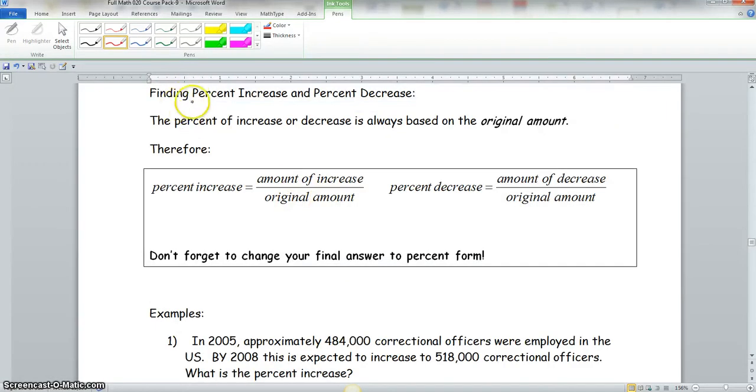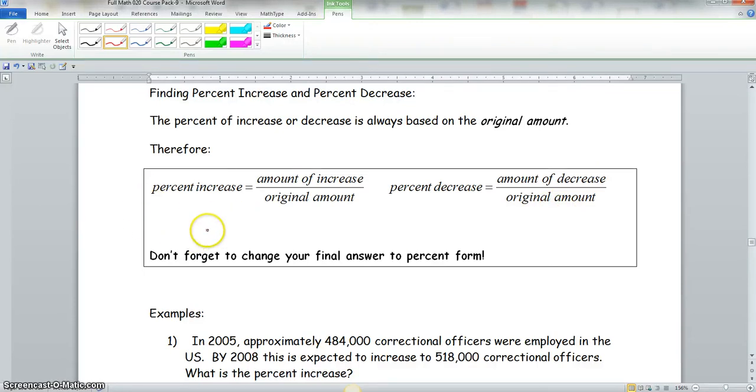Now we move on to finding percent increase and percent decrease. The percent of increase or decrease is always based on the original amount. Therefore, percent of increase is amount of increase divided by original amount, and percent of decrease is amount of decrease divided by the original amount.